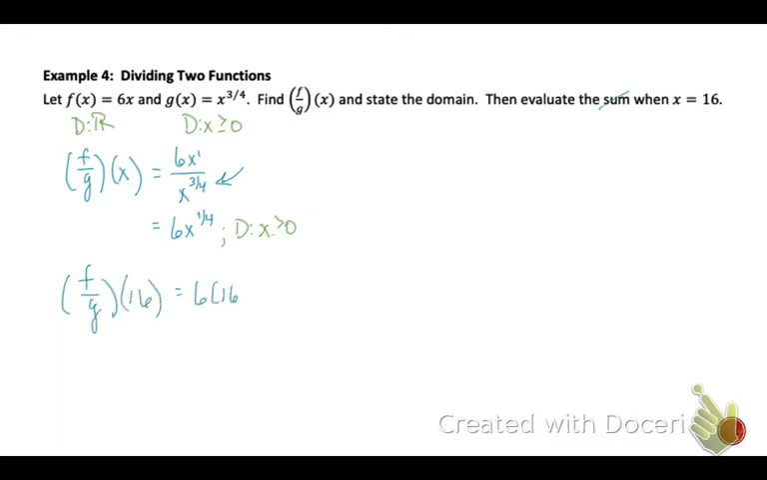Okay, now let's evaluate it when, and it's not a sum, so I have that wrong, not a sum. So I'm plugging in 16 where I see my x and my final 6 times x to the 1/4. So this is 6 times 16 to the 1/4 power, that's the 4th root, which is 2. 6 times 2 is 12.